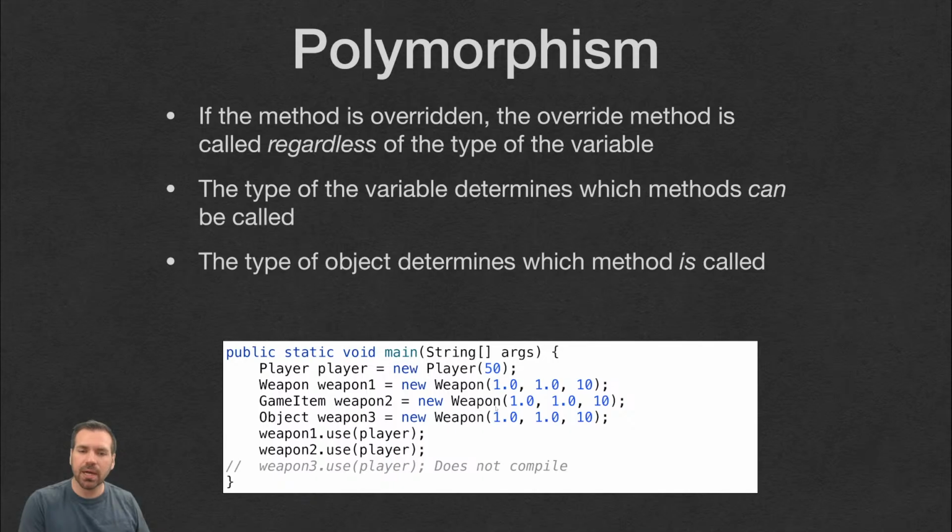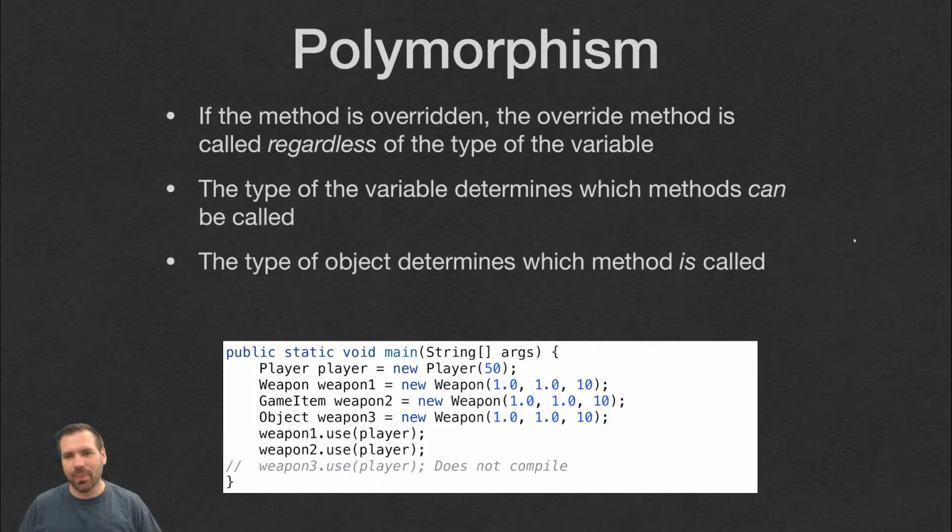So the variable type determines which methods are allowed to be called. But once the method is actually called, it's the same thing we've always been doing. It's business as usual. You look at the type of the object on the heap, go to the class matching that type, and then look for the method, go through your progressions if necessary, and that's the method that's called. The variable type doesn't matter when the method is being called. It only matters when determining if the method is allowed to be called.